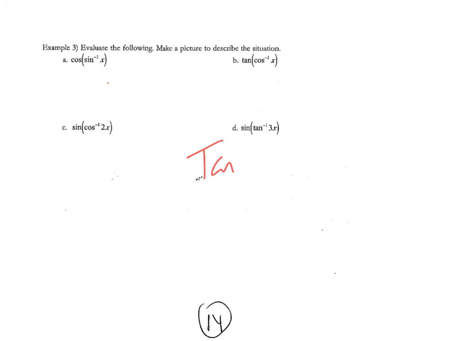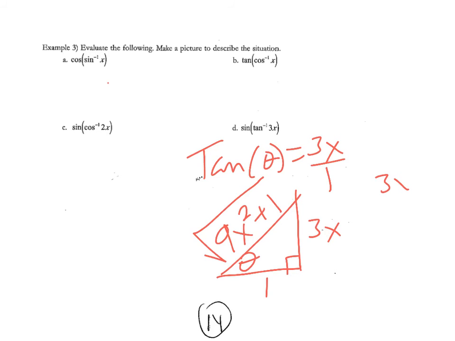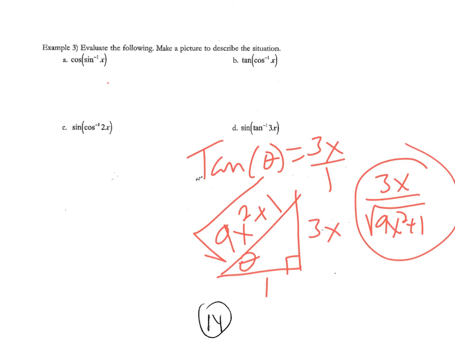So the tangent of some angle is equal to 3x, so over 1, right? So the opposite side is 3x, the adjacent side is 1. And in this situation, we're going to square both of these and add them. So 9x squared plus 1, and I take the square root, and then we're looking for the sine. Well, won't that be 3x over the square root of 9x squared plus 1? And that's what that becomes.